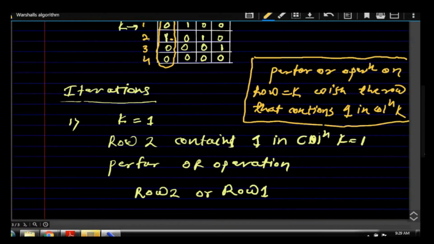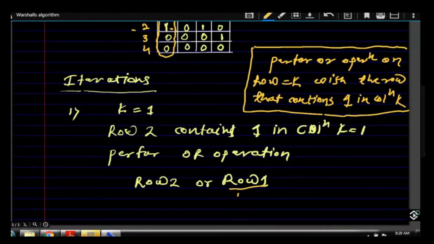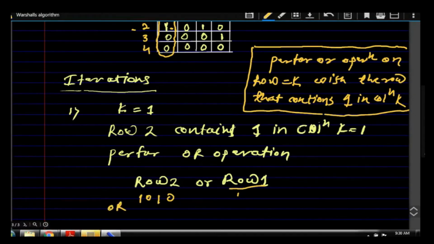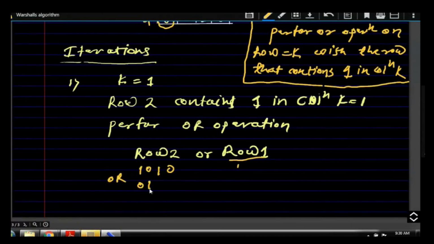So now k equals 1. You have to perform the OR operation on row equals k, meaning row 1, with the row that contains 1 in column k. This second row contains 1 in column k, so that's why we are storing this. The values of row 2 are 1 0 1 0, and row 1 is 0 1 0 0. Just perform the OR operation.